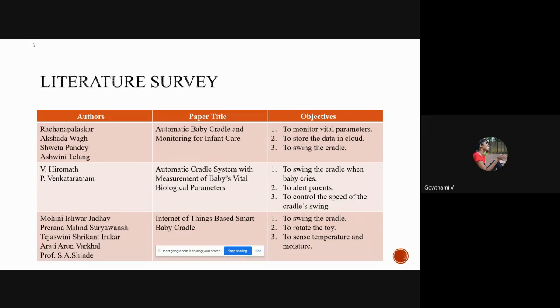The paper Automatic Baby Cradle and Monitoring for Infant Care describes a system which monitors vital parameters such as moisture and surrounding temperature, stores this data and swings the cradle when the baby cries. The objectives of the paper Automatic Cradle System with measurement of baby's vital biological parameters are to swing the cradle when the baby cries, to alert parents via SMS, and to control the speed of the cradle swing. The system proposed in the paper Internet of Things based Smart Baby Cradle swings whenever the baby cries, rotates a toy to entertain the baby, and senses temperature and moisture.